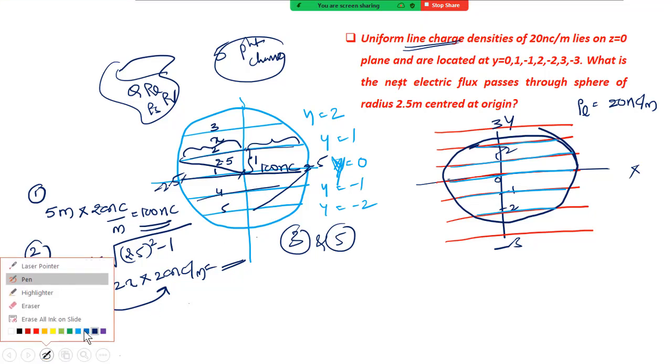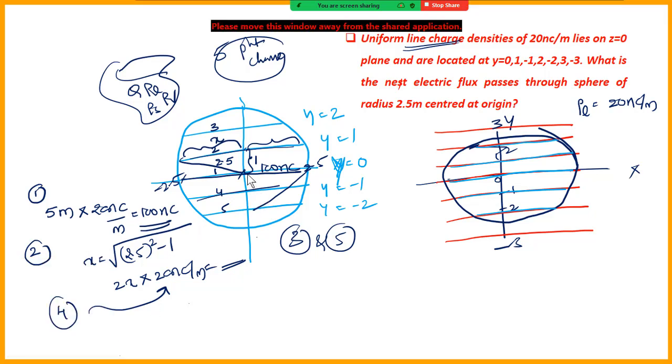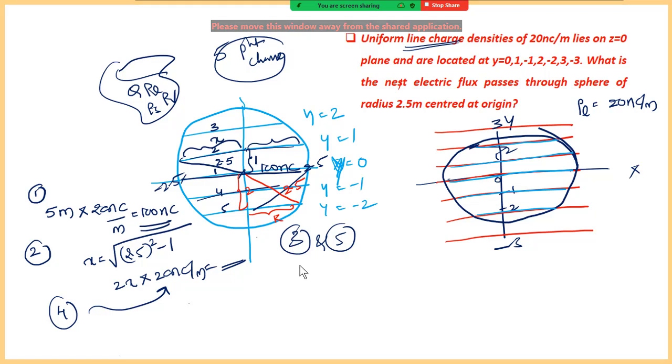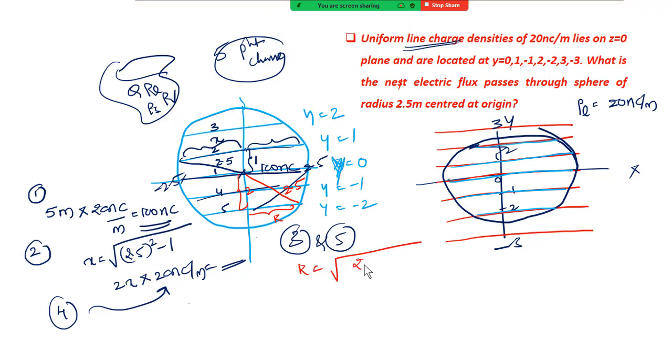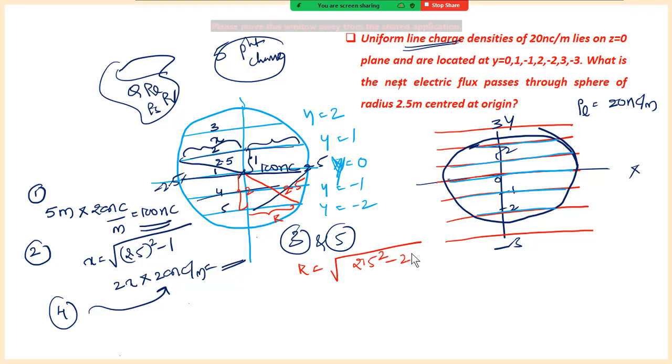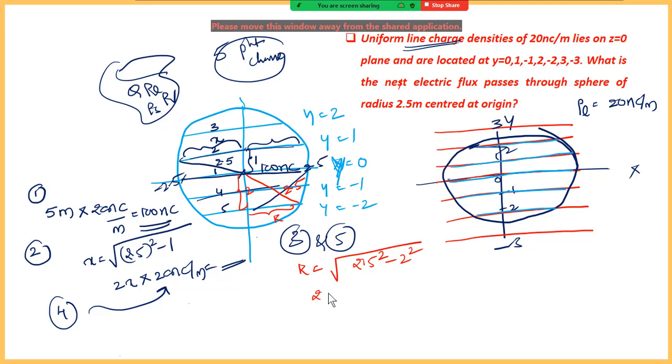Okay, I will change the color. So from the origin if you take, this is 2.5, and how much is the length of this one? This is 2. Magnitude is 2. So this one I am taking as, for example, k. So k is equal to, how much length will be there? Square root of 2.5 square minus 2 square. So like this we get this is k, and total length is 2k.